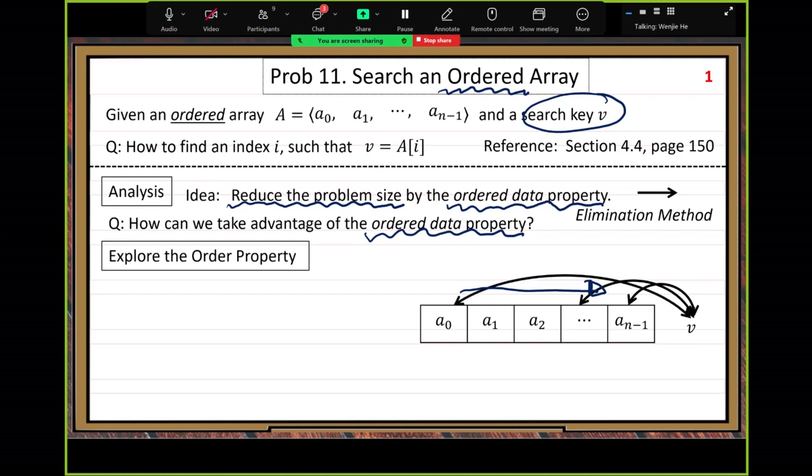option. Then you can choose to compare any element in the array, right? Here we want to see which one is the best. Which one can help us eliminate the maximum number of elements? Which one allows us to make a prediction of the search key V in the smallest possible range for its location.